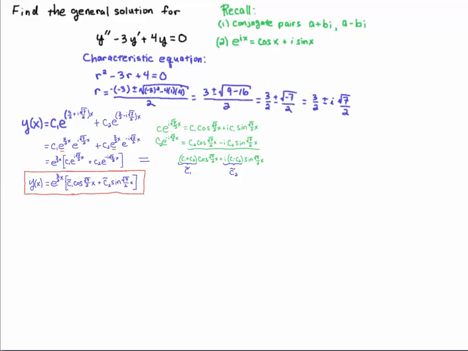And then I'm just going to redefine these constants. c1 plus c2, I'm going to call c1 tilde, and i(c1 minus c2), I'm going to call c2 tilde. i is the square root of minus 1. It's still a constant, so this is an arbitrary constant, but in this case our arbitrary constants can be complex numbers. And now my solution looks like this one here, e to the 3 halves x times c1 tilde cos plus c2 tilde sine. And I'll leave it to you to verify that this is in fact the solution to this ODE, but this is the form in which most people would write this solution. All right, good luck.